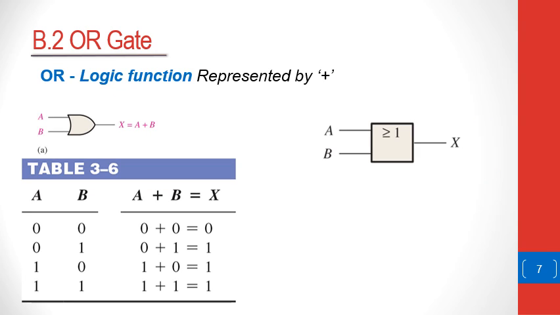The next gate is the OR gate. The OR gate is represented by the logic expression plus, which means if these are the inputs, then X, the output, is going to be A plus B, which is just simply read as A or B. So the 2 symbols will be this symbol, and the IEEE symbol will be greater or equal to 1, which simply means, in fact, this IEEE symbol explains the truth table of the OR gate. The OR gate's output is 1 whenever at least one of the inputs is high. Otherwise, it's going to be 0.